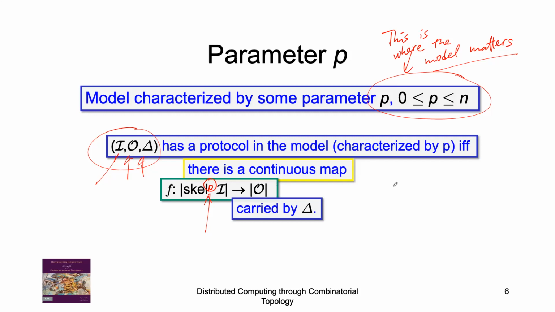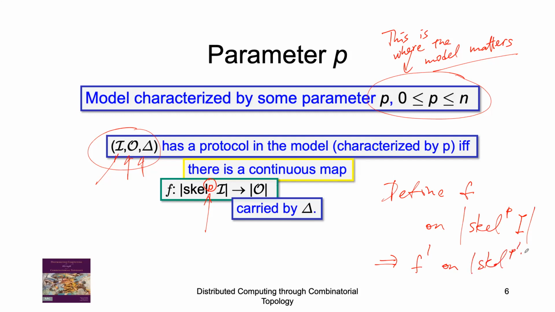If you have defined f on skeleton P of I, embedded, you can always restrict it, get f prime defined on skeleton P prime of I for any P prime less than P. But not vice versa. It's not always easy to extend the map. If you have a map defined on a subset, extending it to a larger subset is difficult, and sometimes it's impossible.